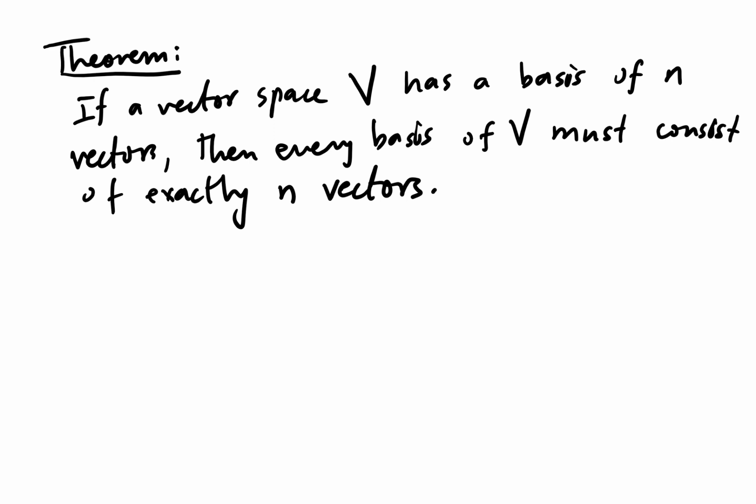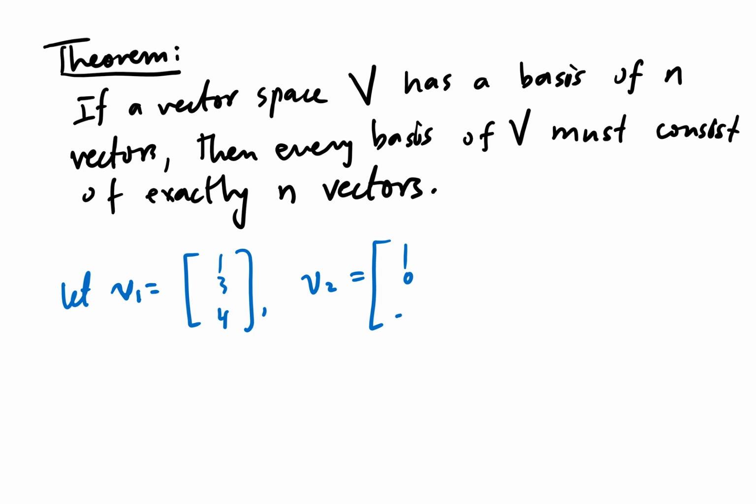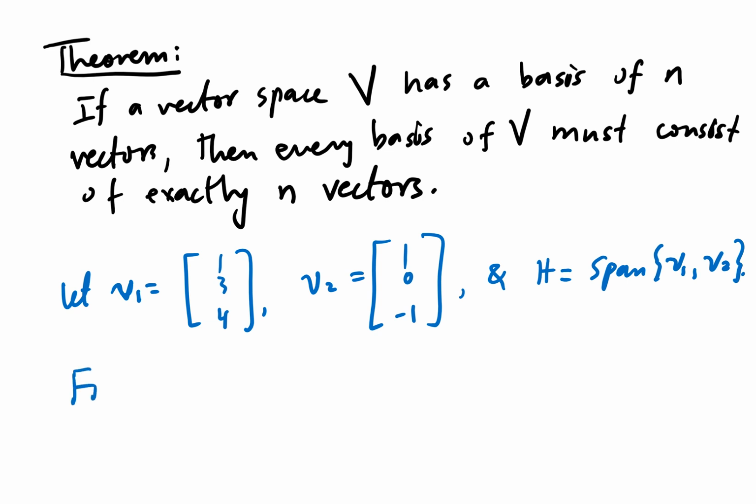Let's start with some examples. Let v1 = (1, 3, 4), that's the first vector, v2 = (1, 0, -1), and H is the span of these two vectors. We need to find dim H, the dimension of H here. How do you find the dimension? Okay.